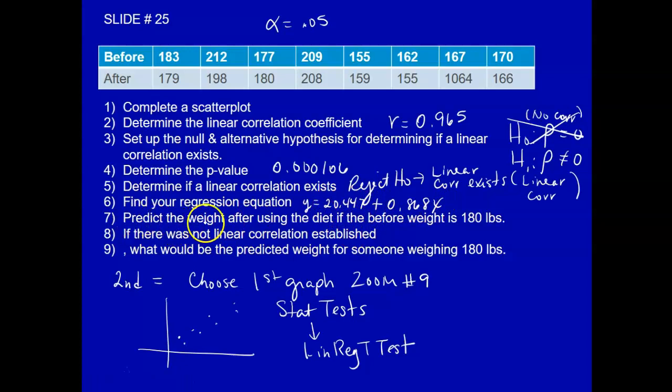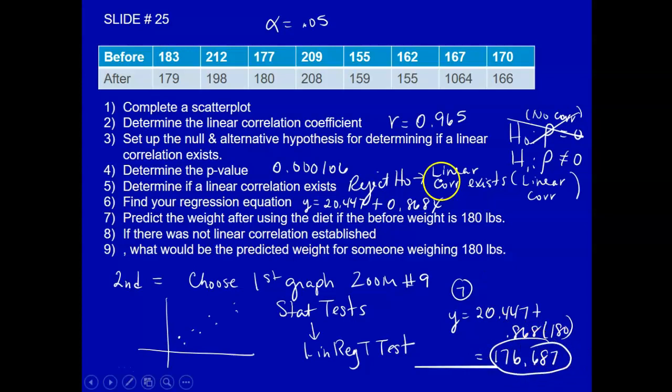Part number 7, predict the weight after using the diet if the before weight is 180 pounds. Okay, so because a linear correlation does exist, then we're able to use the regression equation to make a prediction. So I'm going to put the 180 into this, and I'm going to come down here to do that. And so I'll have y equals 20.447 plus 0.868 times 180. And my value when I plug that in is going to be 176.687.